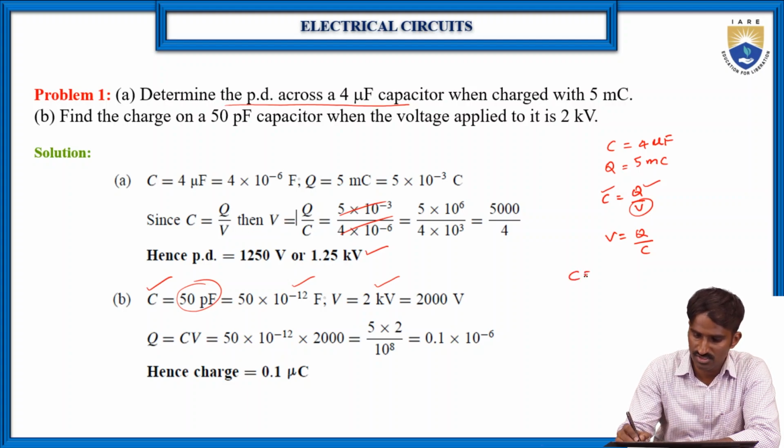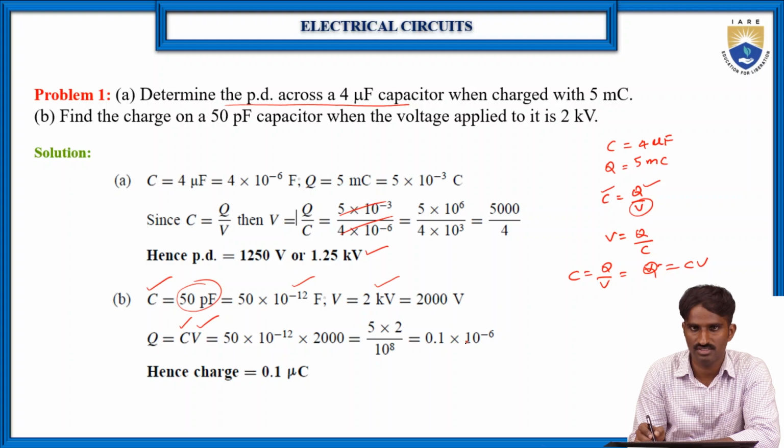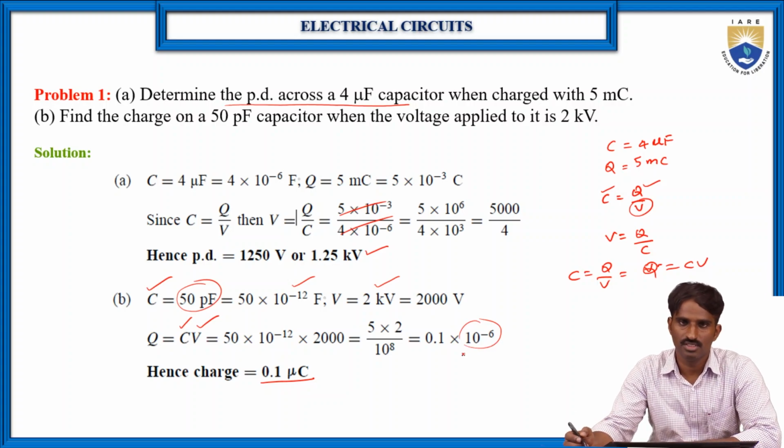So C is equal to Q by V. This is the standard equation. From that, what we need to find is Q, which is equal to C into V. Just substitute the values of C and V here, then you will get the value. Hence the charge here is 0.1 into 10 to the power of minus 6. The unit for charge is coulombs, so 10 to the power of minus 6 can be replaced with micro. Hence the charge is equal to 0.1 microcoulombs.